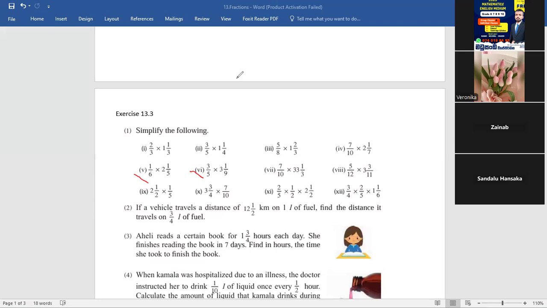Always try to simplify the numerator and the denominator. You should look for the simplification in the numerator and the denominator. Look for common factors. Always look for the multiples. Can you find any common factors? Then you can simplify.